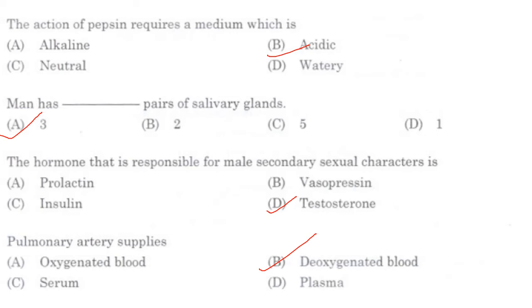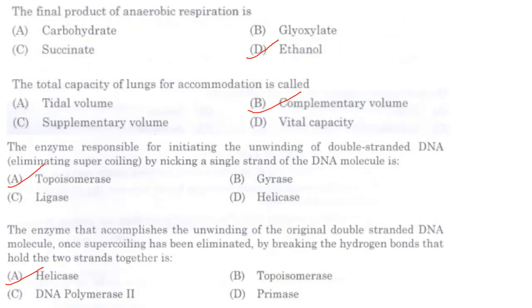Option is option D. Pulmonary artery supplies deoxygenated blood and pulmonary vein supplies oxygenated blood. This is also a repeated question. Then next one. The final product of anaerobic respiration is ethanol. Answer is option D.